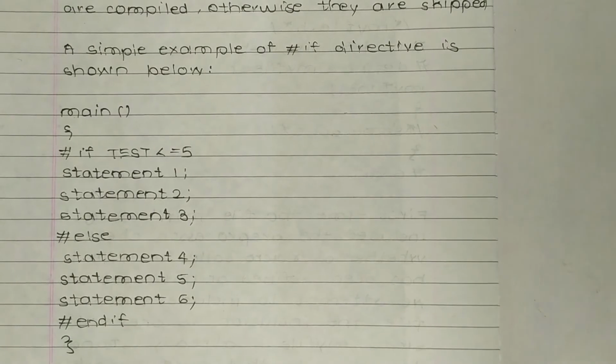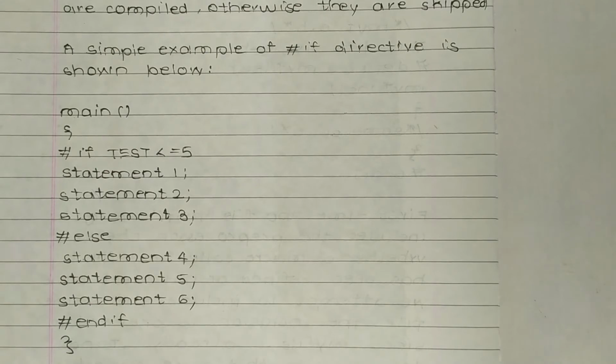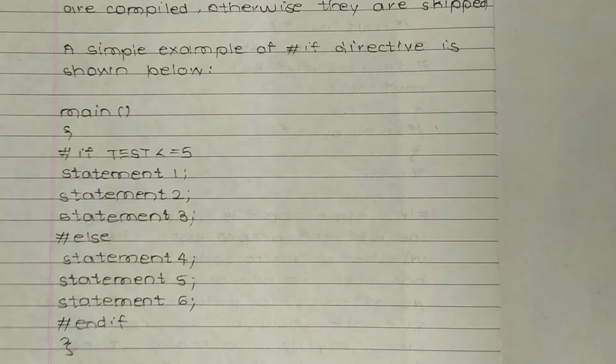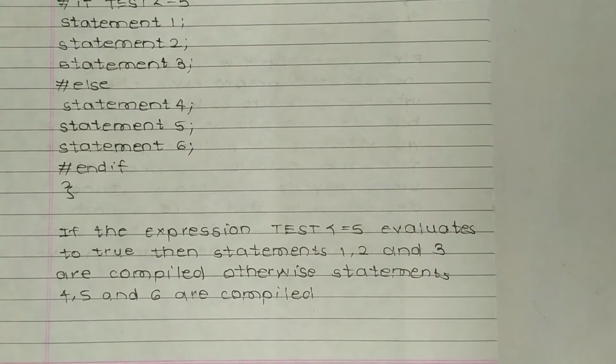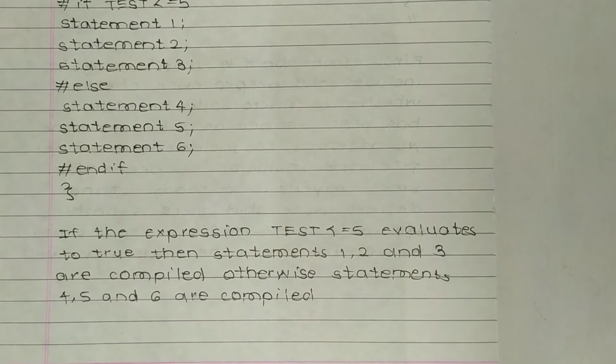A simple example of the #if directive is shown below. main, #if test <= 5, statement 1, statement 2, statement 3, #else, statement 4, statement 5, statement 6, #endif. If the expression test <= 5 evaluates to true, then statements 1, 2 and 3 are compiled, otherwise statements 4, 5 and 6 are compiled.